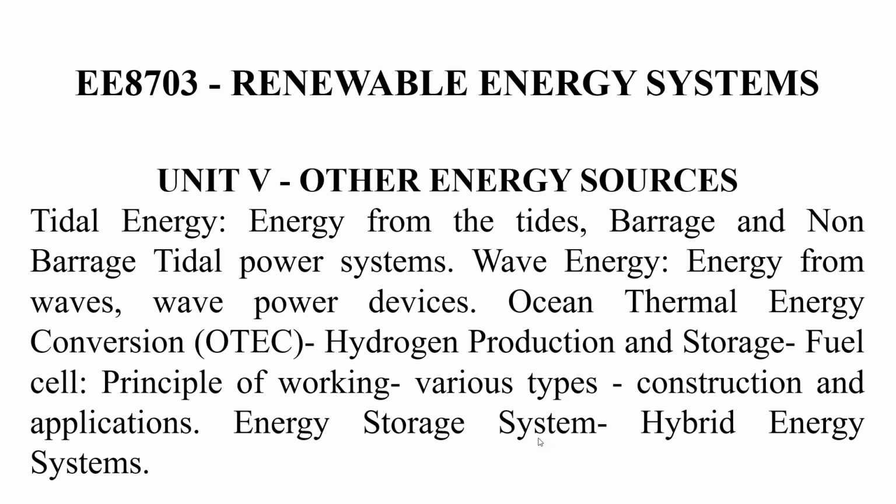So what is a hybrid energy system? Hybrid is the combination of more than one type of renewable energy source. It's called a hybrid energy system. Now, why do we go for a hybrid system? Because it is intermittent. If you take solar, solar is not continuous. If you take wind, wind is not continuous.